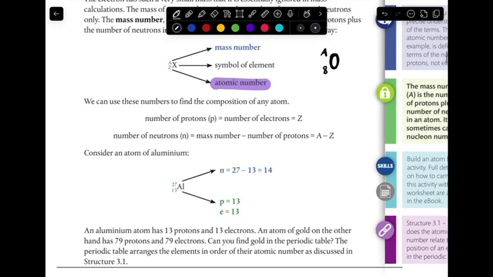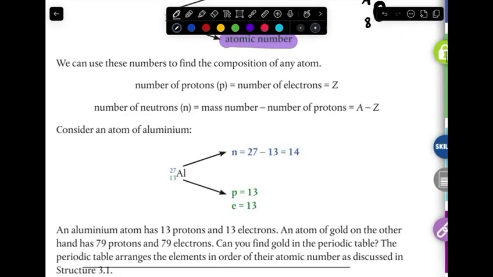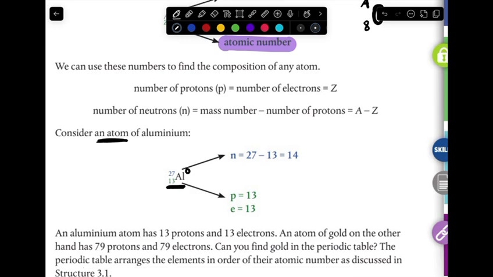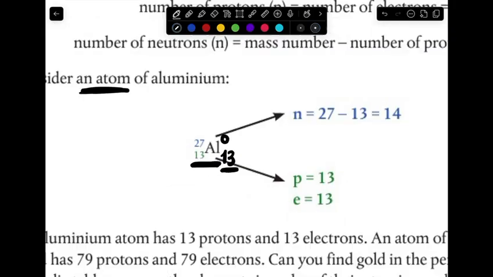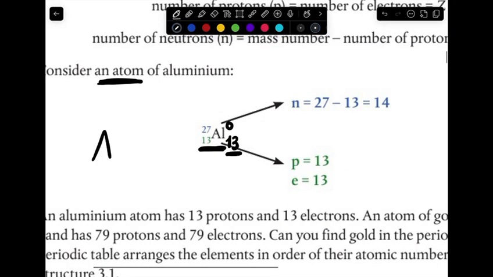In this example, they used aluminium. Aluminium's proton number, so atomic number, is 13. Because the ionic charge is 0, the electron number is also 13, which is normally written right here. First you write the symbol. On the bottom left corner, you write the atomic number, which is 13. If the ionic charge is 0, the electron number will be the same as the proton number, which is 13. This is the electron part.